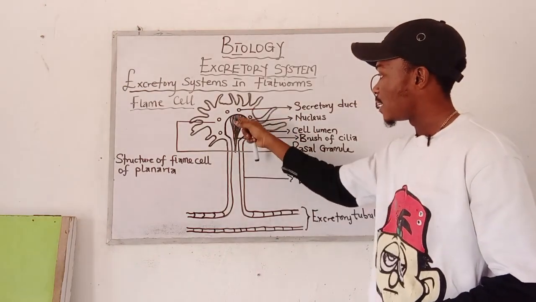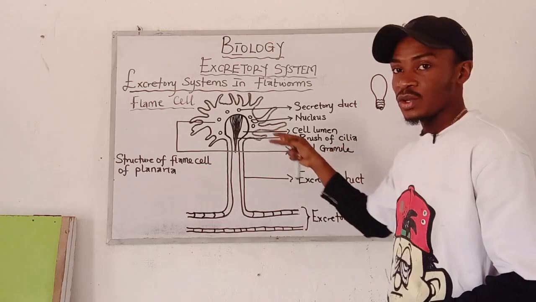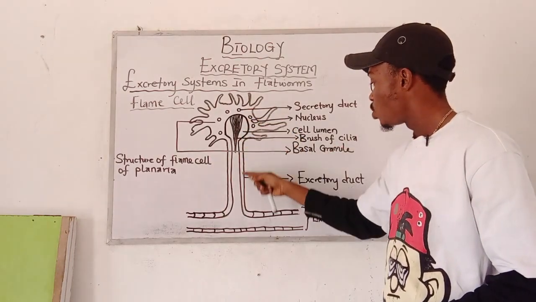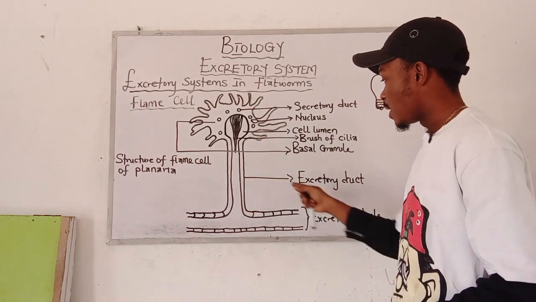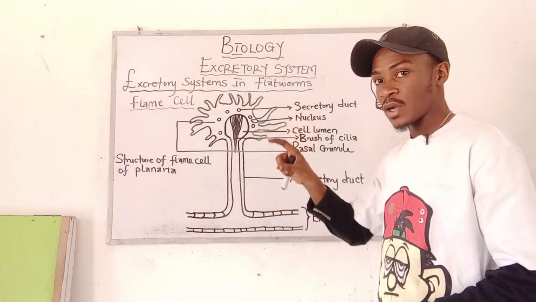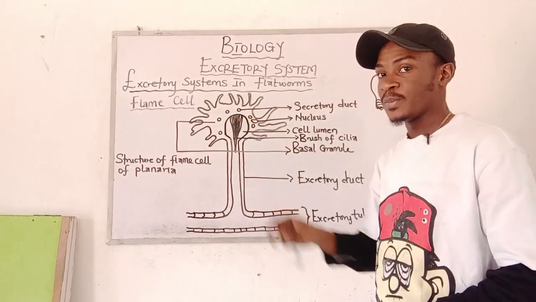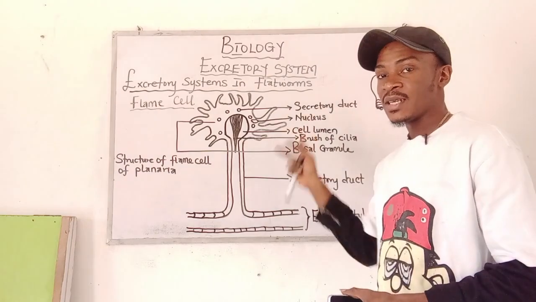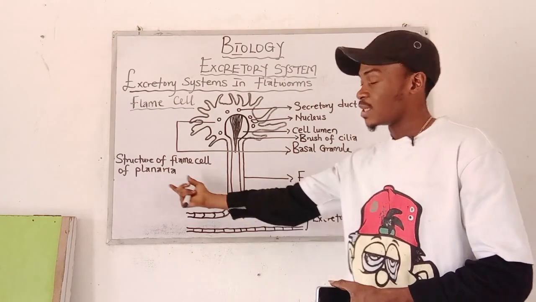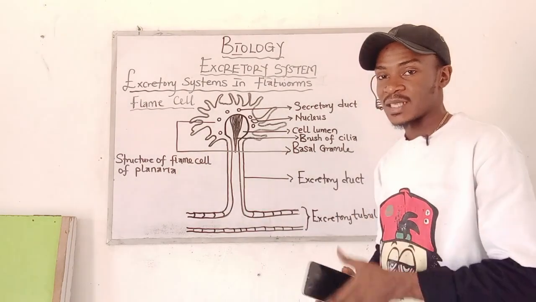You can see the dark staining structure from the top over here is called the brush of cilia. The function of the brush of cilia is to sweep down that liquid waste into the excretory ducts, down the excretory tubules, which link at the dorsal surface of the organism to the excretory pores, and then the waste is expelled out of the body of the flatworm. So this is the overview of the excretory system in a flatworm, of course in this case the planaria. Let's quickly move to the next part of our teaching.